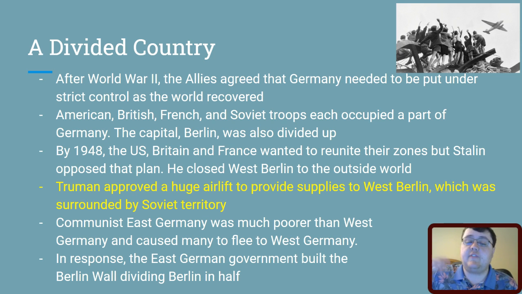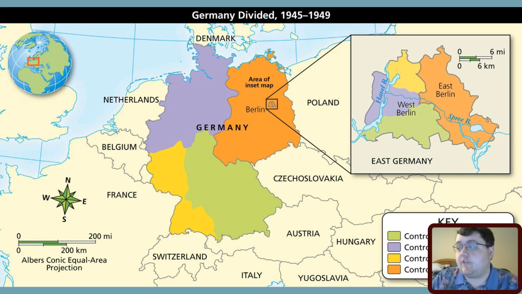So he ends up closing off West Berlin to the outside world. West Berlin was the area that is controlled by the Allies here, the American, British, and French. You can see it on this map right here. Don't worry, we'll go back if you didn't get all those notes. But you can see Berlin here is part of Eastern Germany, which is all under Soviet control.